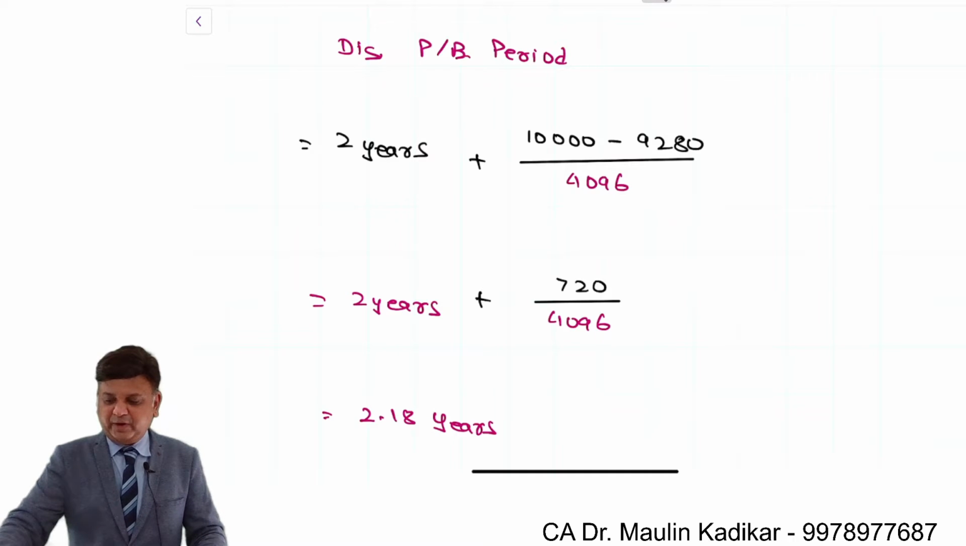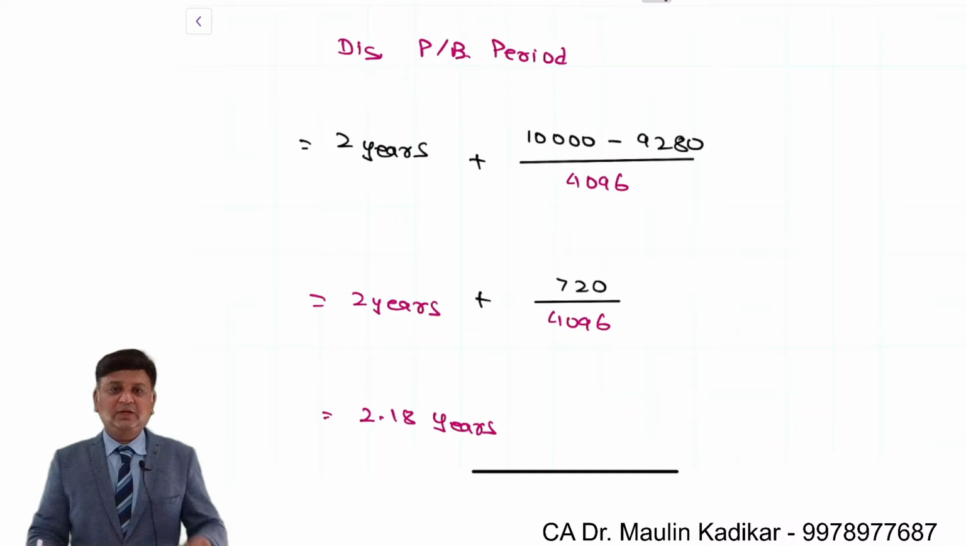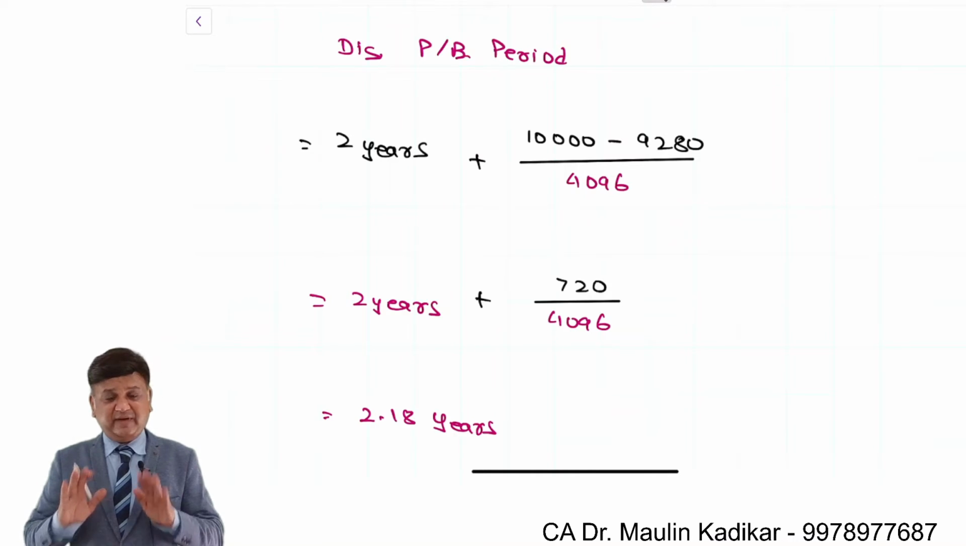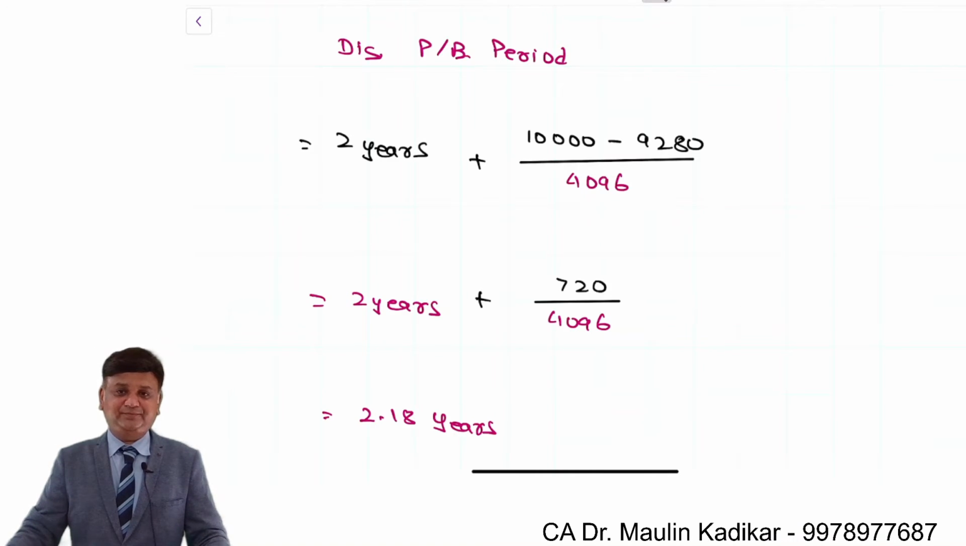One more thing friends, 0.18, that is the number of years, into 12. So you can also write the answer as 2 years and 2.16 months. So that fraction of the year can also be converted into number of months for the purpose of calculation of the answer. That is also a valid presentation of the answer.